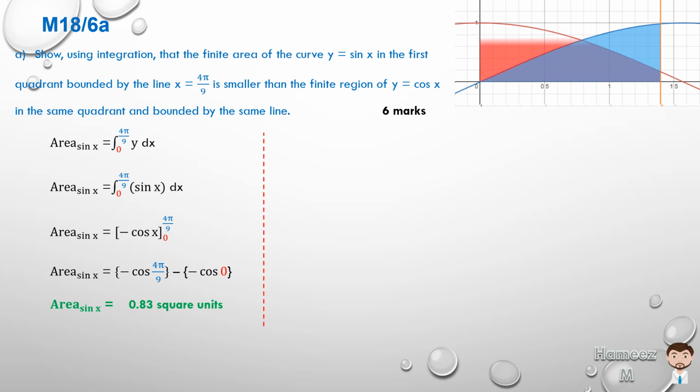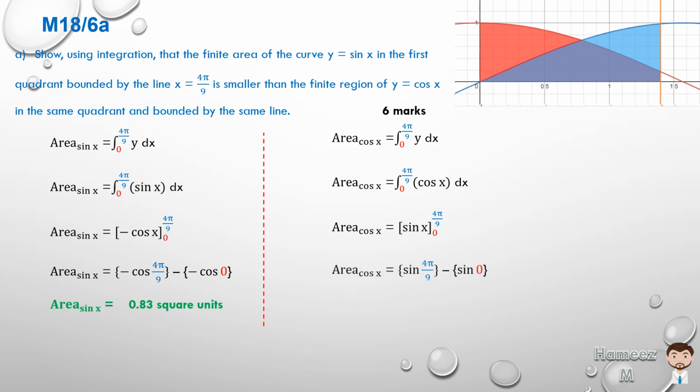And if we consider the area in red, the area of cos x between the same limits, we're integrating y with respect to x between the limits of 0 and 4 pi on 9. And we can substitute y as cos x, because we're looking at the red area. That will give us the integral of cos x as sine x, maintaining the same limits. So we can now substitute these definite integrals, which means that we don't need to write plus c, the constant of integration, because it will cancel. So substitution will give us sine 4 pi on 9 minus sine 0. And of course, sine 0 is 0. So sine 4 pi on 9 works out to be 0.98 square units.